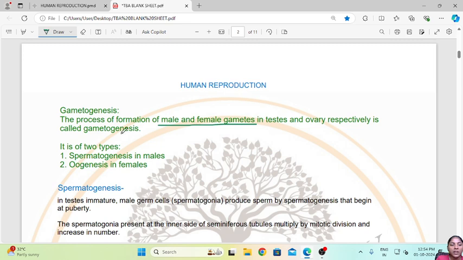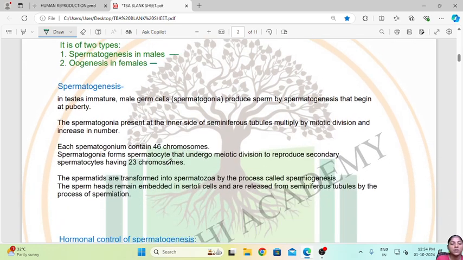Now it is of two types, that is in males it is called as spermatogenesis because the male gamete is the sperm, and in females it is called as oogenesis and the female gamete is called as ovum. So let us first see the process of spermatogenesis.